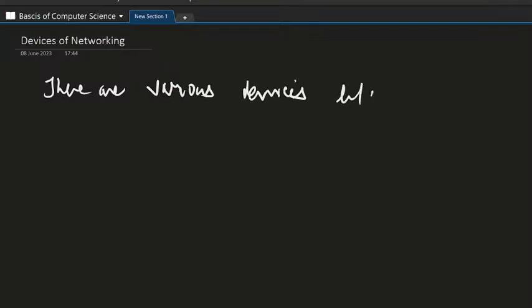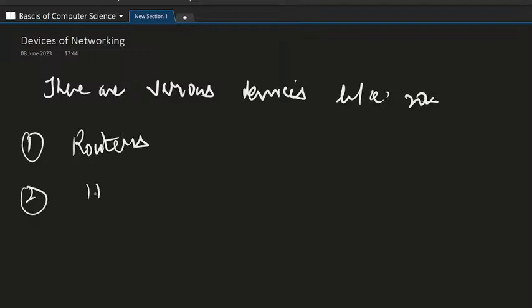Today we are going to discuss devices of networking. So let us start. There are various devices like number one, routers, number two, hub or switch. Both are the same, with a little difference we will see later. Number three, bridge.